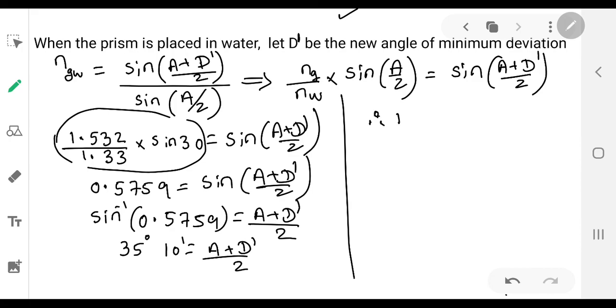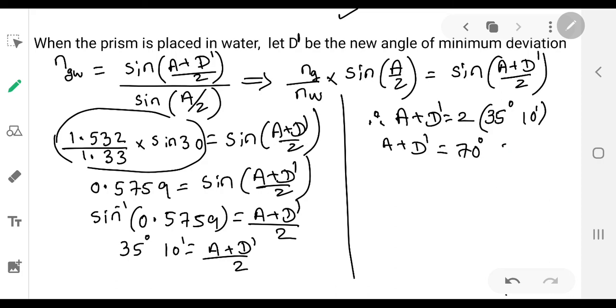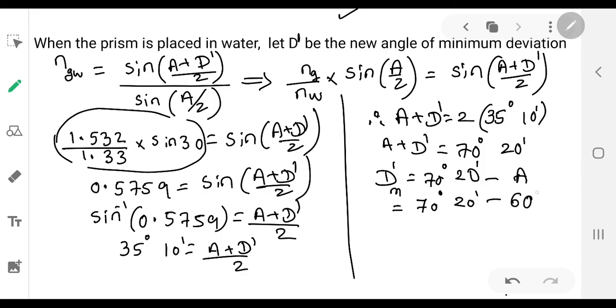So A plus D dash is equal to 2 into 35 degree 10 minutes. It is A plus D dash will be equal to 70 degree 20 minutes. So D dash, the angle of minimum deviation, is 70 degree 20 minutes minus A, which is nothing but 70 degree 20 minutes minus 60 degree. So the angle of minimum deviation is equal to 10 degree 20 minutes.